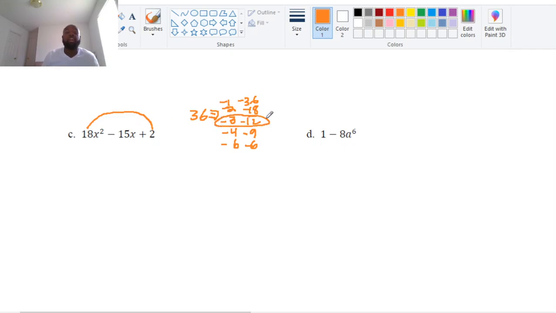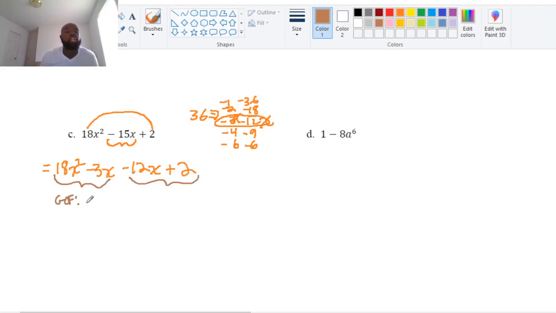And so what I'm going to do here is rewrite this middle term, this negative 15x term, using a negative 3x and a negative 12x, all right? And so what I'm doing here is creating a polynomial with 4 terms instead of the 3 terms that I have there. And now when we have a polynomial with 4 terms, we know that our method of factoring is to factor by grouping. And so my GCF of my first 2 terms is 3x, and my GCF of my second 2 terms is 3.